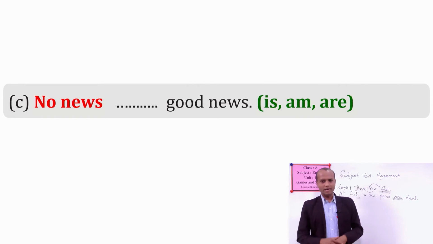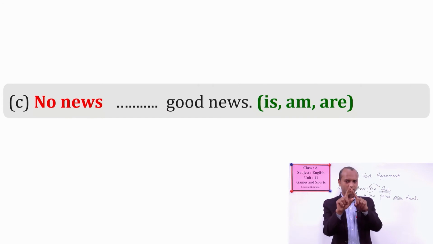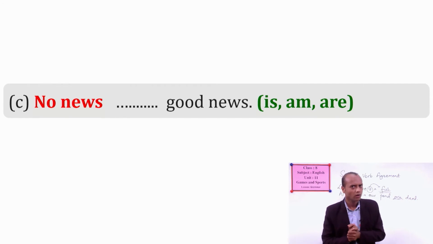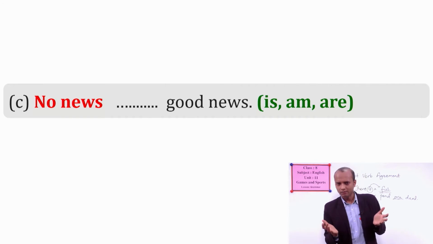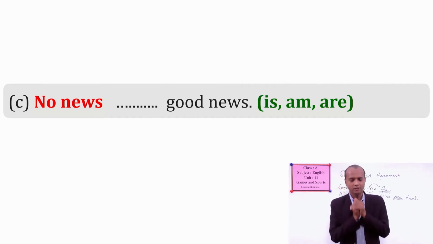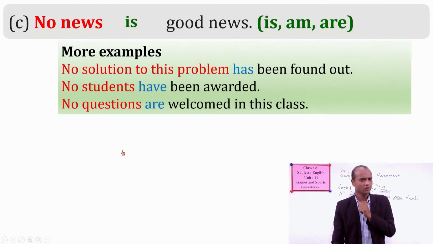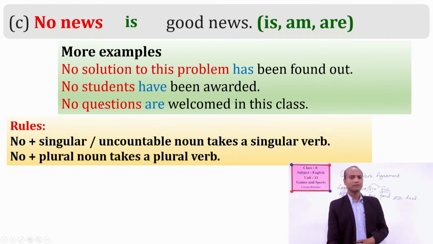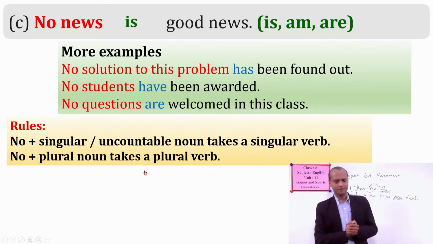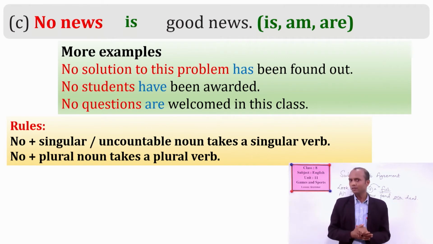No news, blank space, good news. You have to add the correct verb given there. Is, am, are. Which do you think is the correct one? Okay, is, am, or are? Yes, it is. Why? Because you can see here, no news is an uncountable noun. Very good. We cannot count. That's why no plus an uncountable noun takes a singular verb.